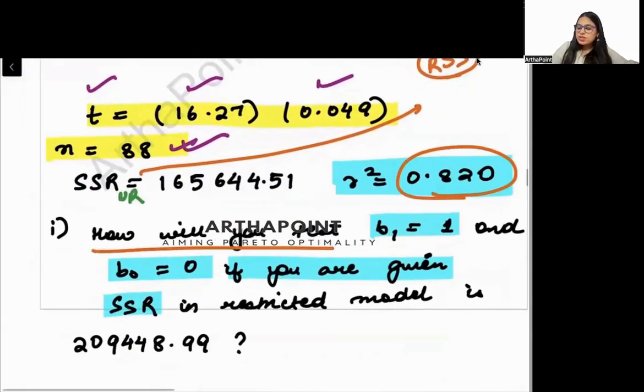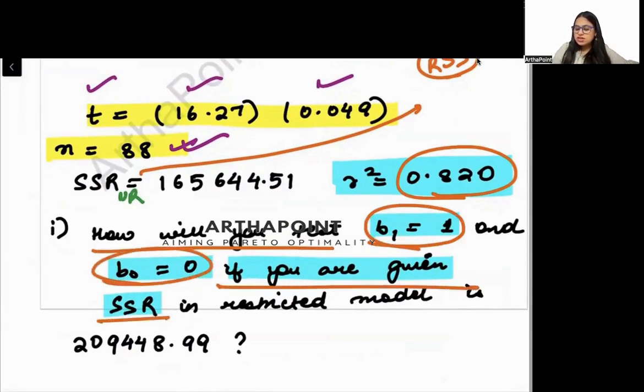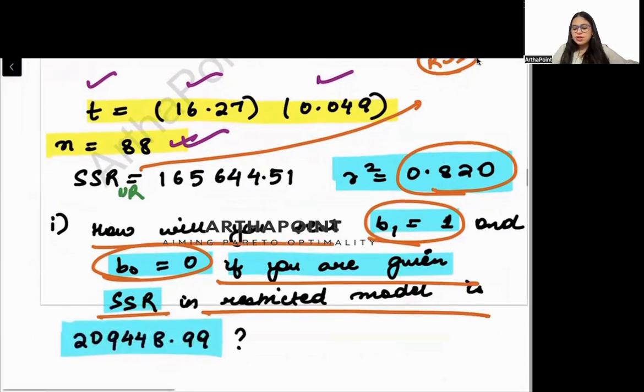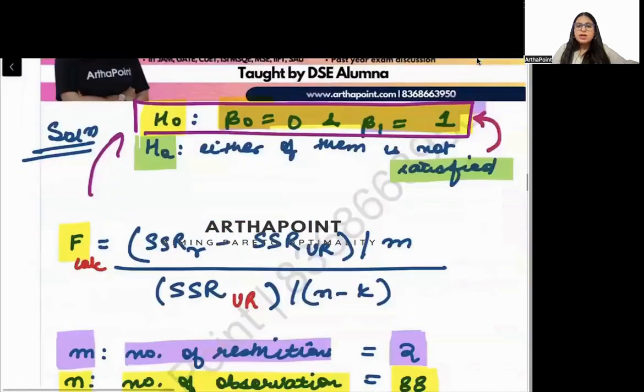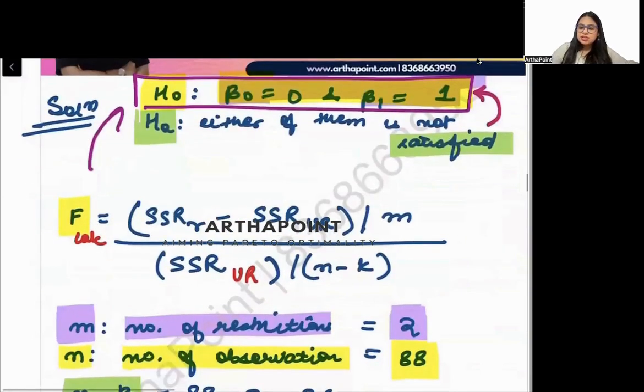It says how will you test that beta 1 is 1 and beta naught is 0 if you are given that SSR in the restricted model. So residual sum of square of the restricted model is given to you as 20944.8.99. Now try to understand that here I am taking my null hypothesis as whatever restriction is given to me, that beta naught is equal to 0 and beta 1 is equal to 1.